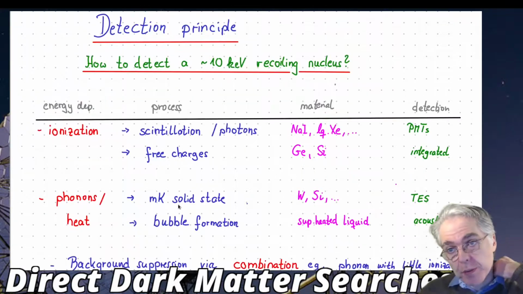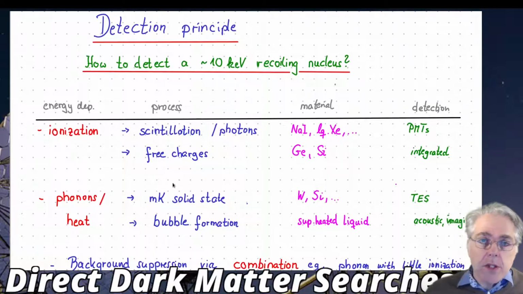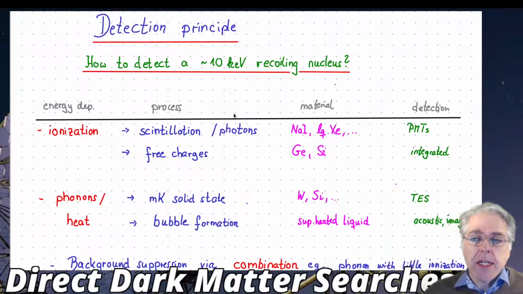Now, detection principle, how to do it. This is really the art of the whole thing. So the aim is to get a 10 keV recoiling nucleus and detect it and get rid of most of the background. There are two channels which are used. The one is the ionization, the other one is phonons, or heat, effectively.